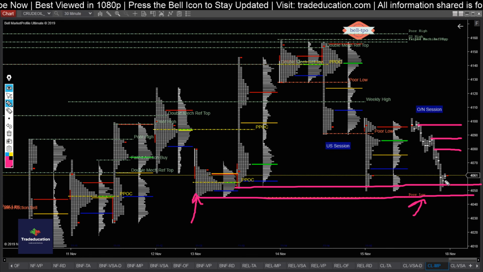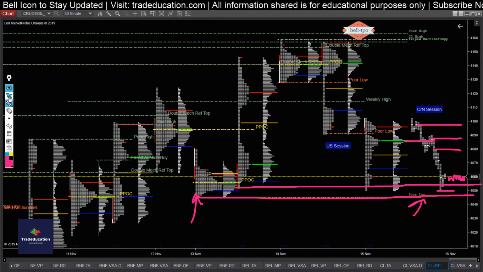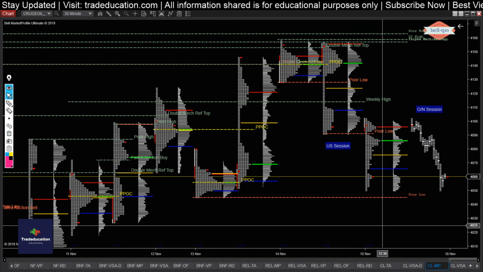So we need to see if it is balancing or developing here. If so, keep a long position, keep a stop loss here, and target this halfback level or the point of control. This is what I'm currently understanding from the market generated information for crude oil.